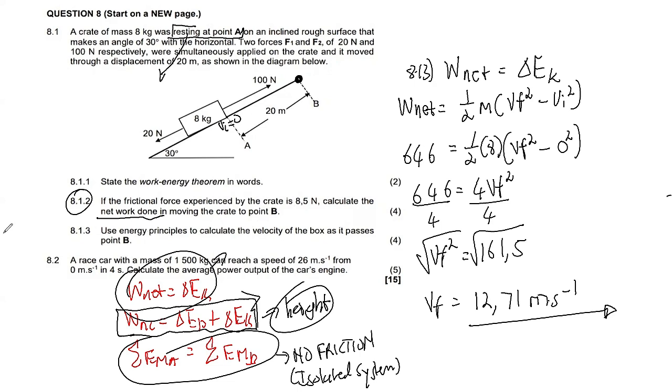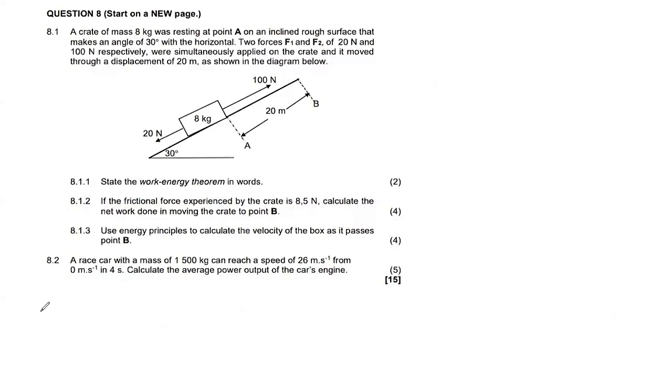We have 8.2: a race car with a mass of 1,500 kg can reach a speed of 26 meters per second from 0 meters per second in 4 seconds. Calculate the average power output of the car's engine.